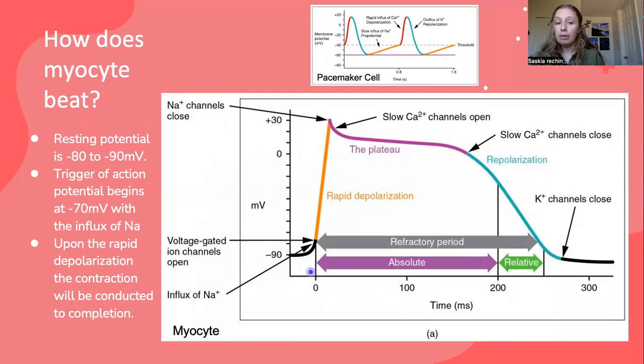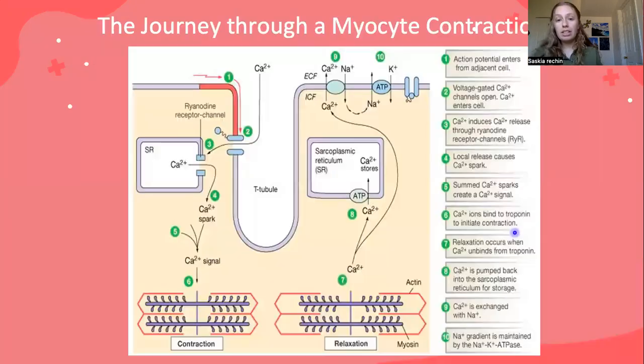And they have a resting membrane potential of about -80 to -90, and then they have that trigger threshold of about -70, at which those sodium voltage-gated channels are going to be opened and initiate that rapid depolarization and total contraction sequence. So let's just review how the ions move throughout the general myocytes upon contraction.